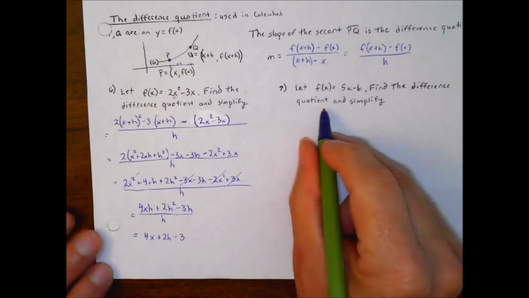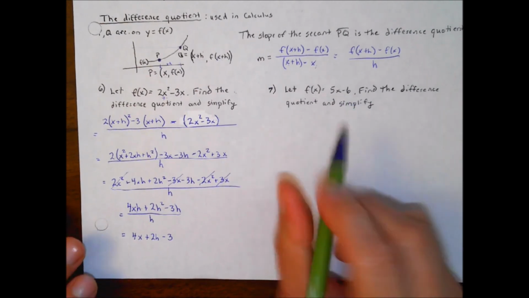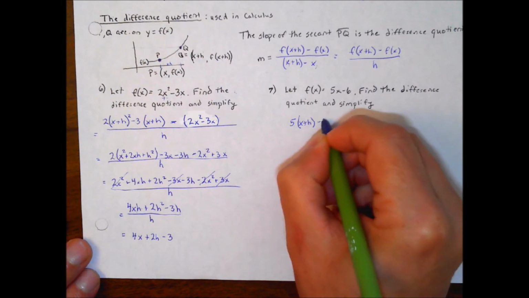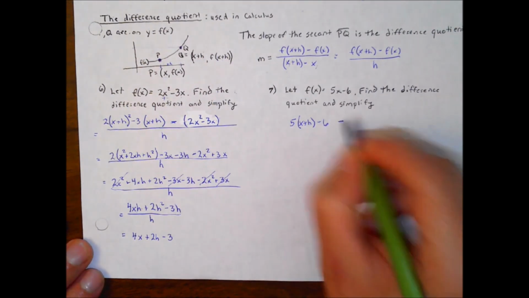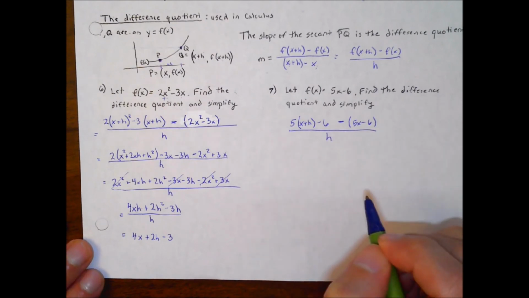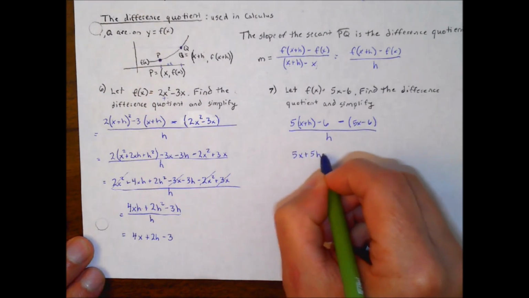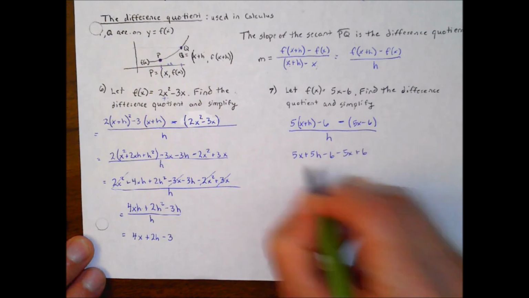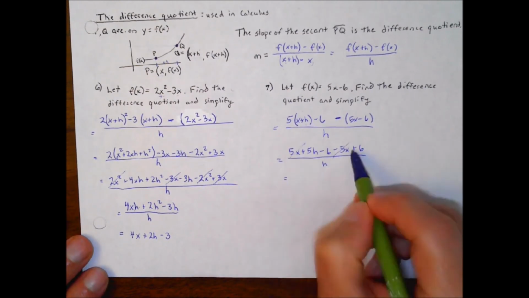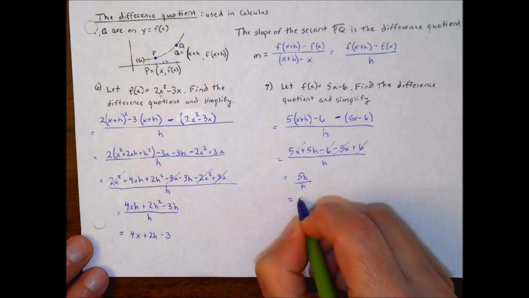Okay, let's try another one. You pause it and try this by yourself and see what you can do. And if you need help or want to check your answers, then unpause it. Okay, f of x plus h would be 5 times x plus h minus 6 minus the f of x, which is 5x minus 6, all divided by h. Okay, distribute through. 5x plus 5h minus 6 minus 5x plus 6 over h. Negative 5x and positive 5x cancel. Negative 6, positive 6 cancel. 5h over h, which simplifies to be 5.